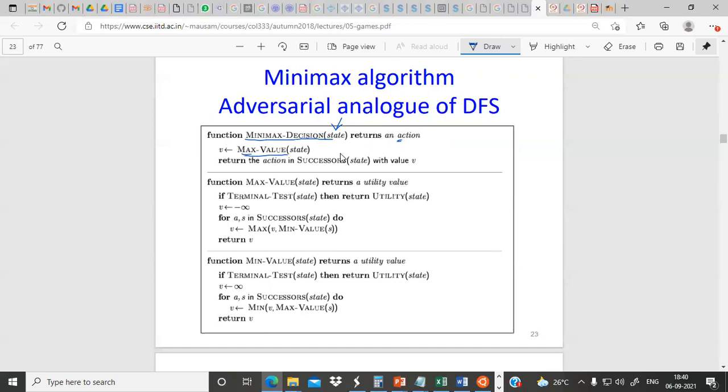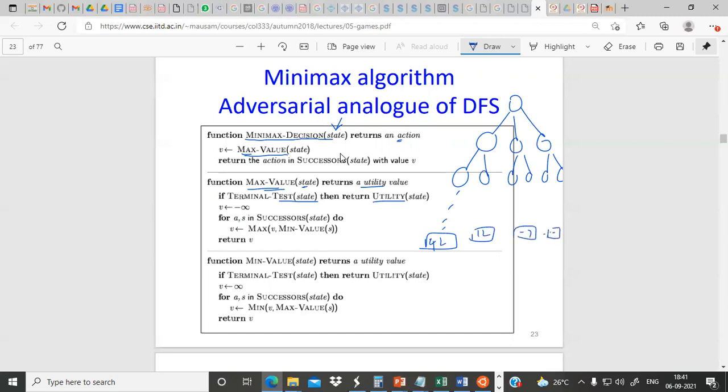And what is max value? This is max value, again a separate function. It returns a utility value. Whatever state max value receives, if that is a terminal state, then return the utility of the state, because only for the leaf nodes do we have the utility. If you recall the previous tree we discussed, at the end, in the leaf nodes only, we have some numbers, 43, 12, or minus 7. These are the utility values.